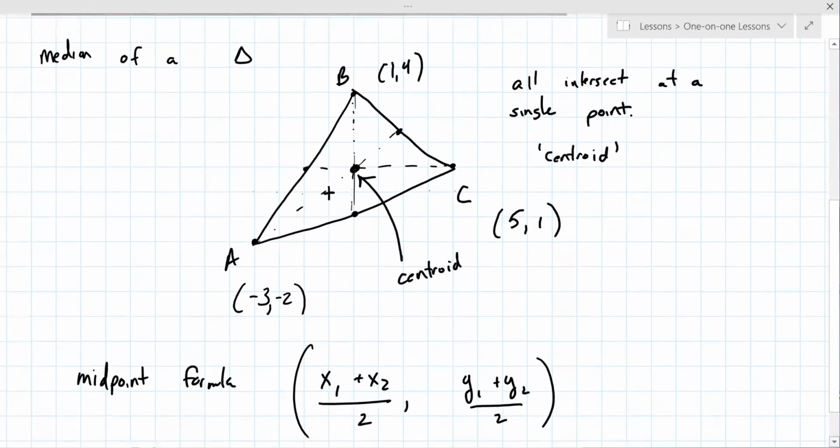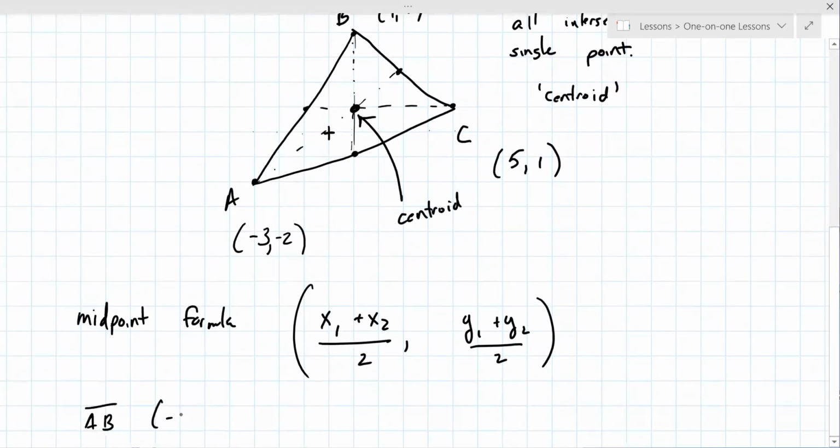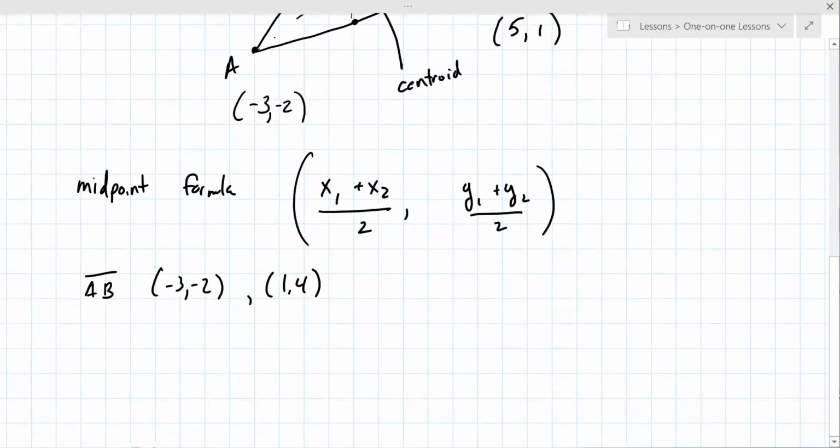We have -3, comma -2, and 1, comma 4, and we're just substituting them into this formula. Just a reminder, because this format is a little hard to read body language, if anything isn't clear, just let me know verbally, and I'll try to do a better job of explaining it.